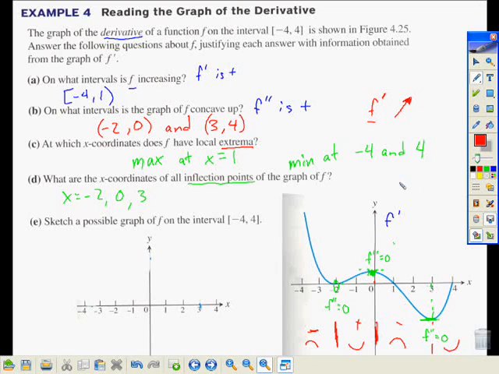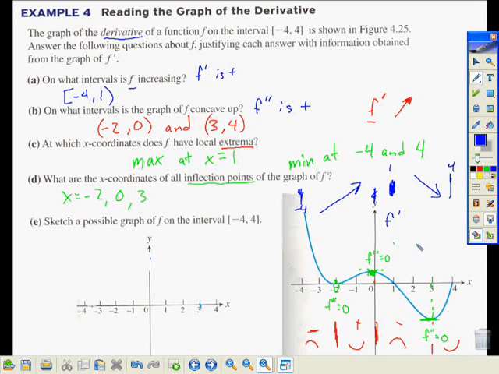We also want to look at f prime. Remember we said that from this point to this point, we were all positive, so we're increasing, and then from this point, actually I'm sorry, from -4 to 1 here, that's where we're increasing, and then from 1 to 4, these are all decreasing.